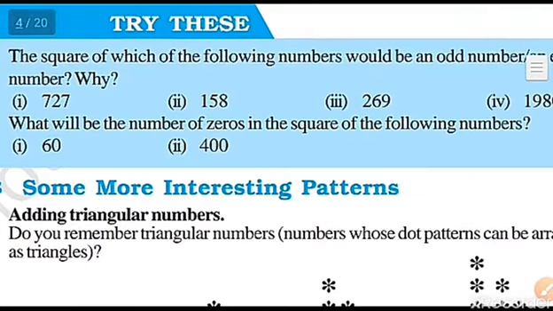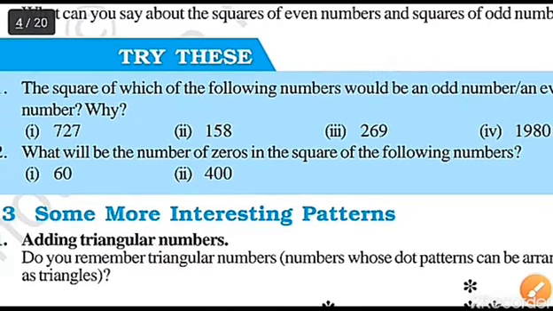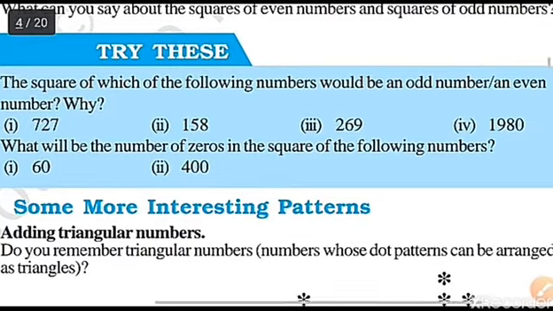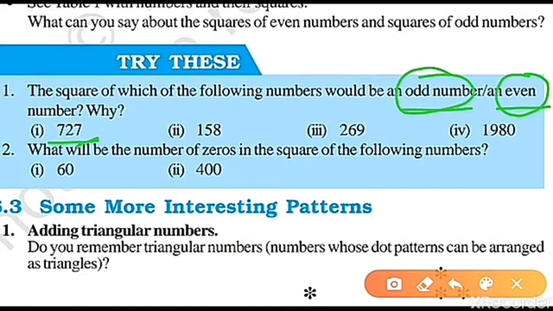Now we are checking whether the square of the following numbers would be odd or even. First, we know what odd and even numbers are. Those numbers which are divisible by 2 are even numbers, and those which are not divisible by 2 are odd numbers. Here, the last digit of the number is 7, and 7 is not divisible by 2, so this number is odd.